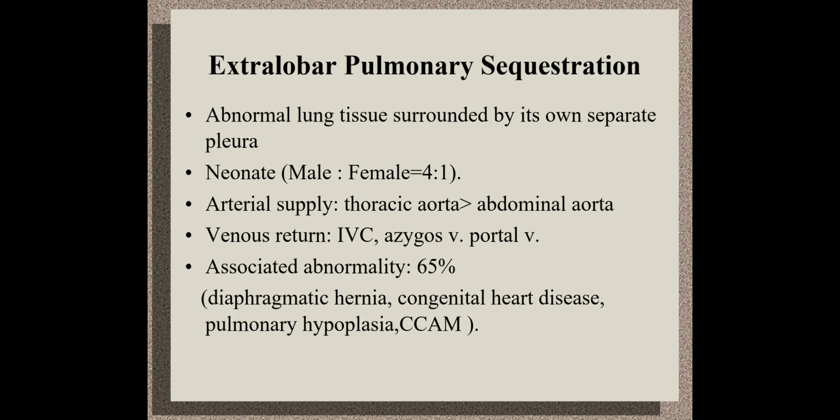Extralobar is abnormal lung tissue surrounded by its own separate pleura. It occurs in neonates, with a male to female ratio of 4:1. Arterial supply is from the thoracic aorta or abdominal aorta, and venous return is into the IVC, azygous vein, or portal vein. Associated anomalies occur in 60%: diaphragmatic hernia in 65%, congenital heart disease, and pulmonary hypoplasia.